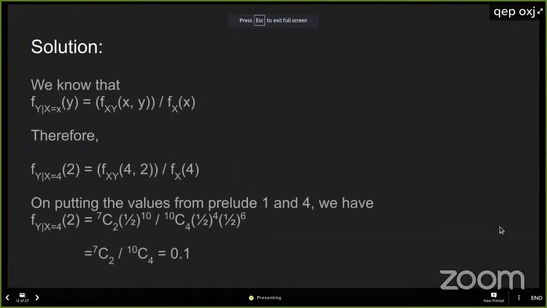Okay, so this same thing is written here, or you can use this formula also, f_xy of (4, 2). So that also works, sir, right? Yeah. One question. I have one question.